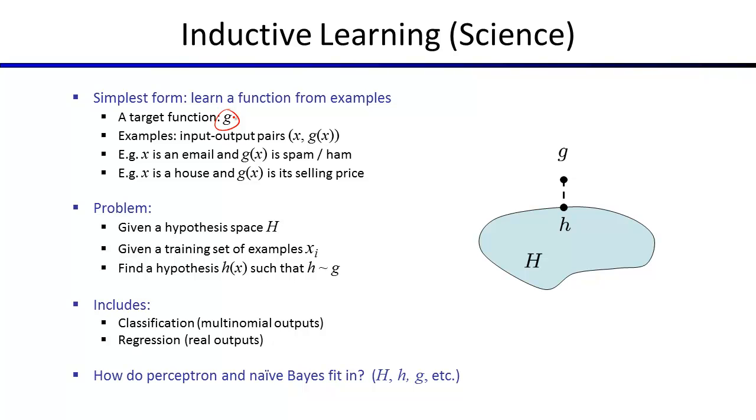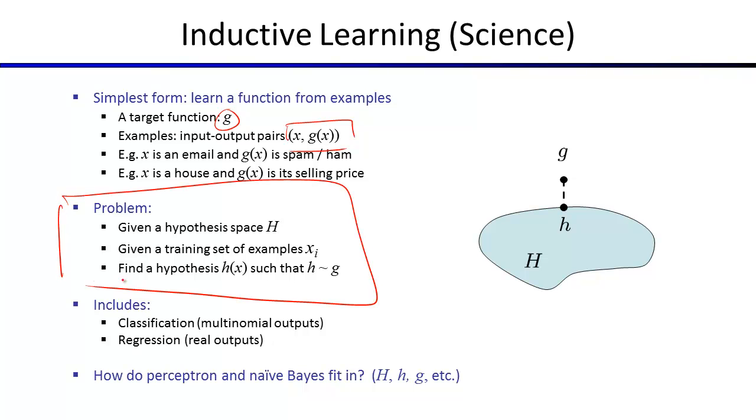As you're doing your machine learning, what you get for training data is pairs, x and g of x. For example, x could be the email, g of x could be the classification spam versus ham. X could be a house, g of x could be the price of that house. The problem we try to solve is this one here.